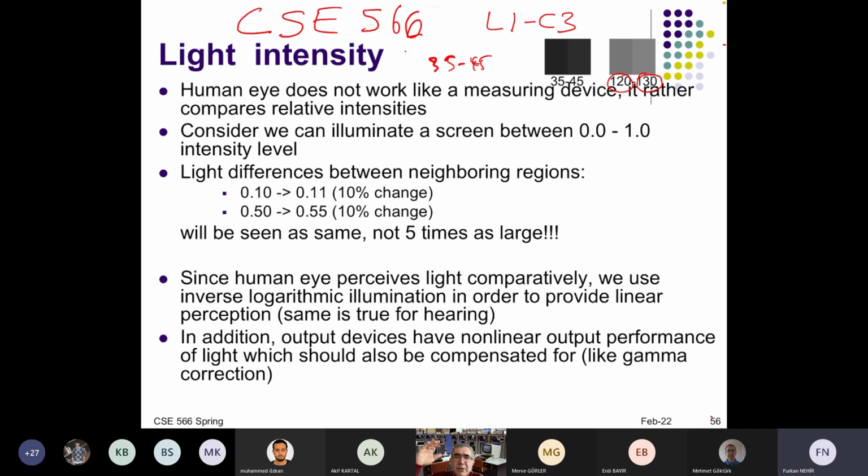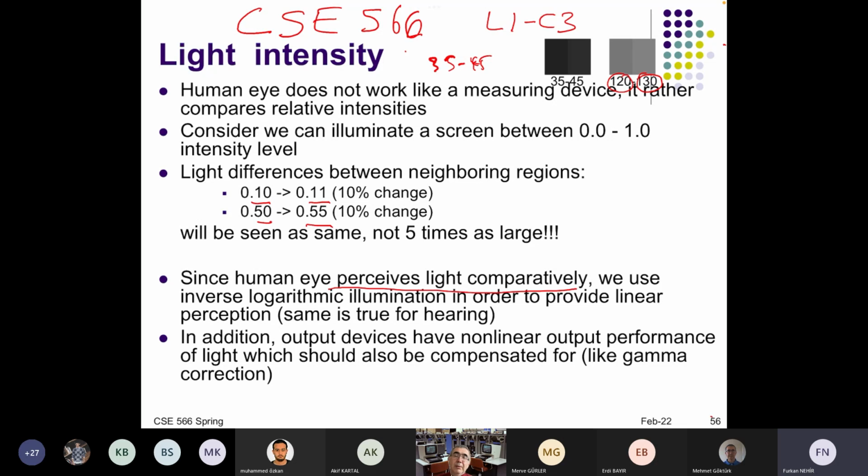If the value is too much, if it is too bright, differences in brightness don't matter that much. But if it is too dark, a little bit of increase is more noticeable. So that is important. The difference between 10 to 11 is 10%, 50 to 55 is another 10%. So the perception becomes similar in those values. As I said, it is not like a measuring device like a voltmeter. So the human eye perceives light comparatively.